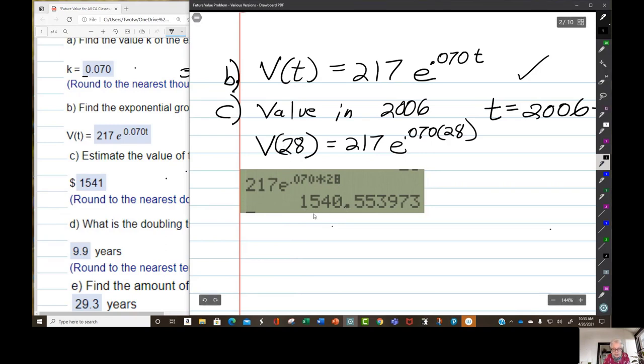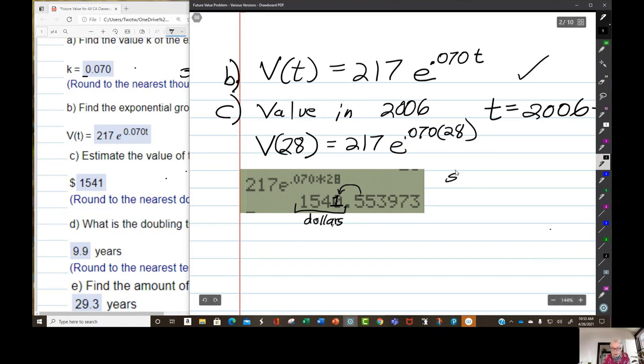So here are the dollars. And 55 cents, if you were to round to two decimal places. This 5 will cause the 0 to round up to a 1.